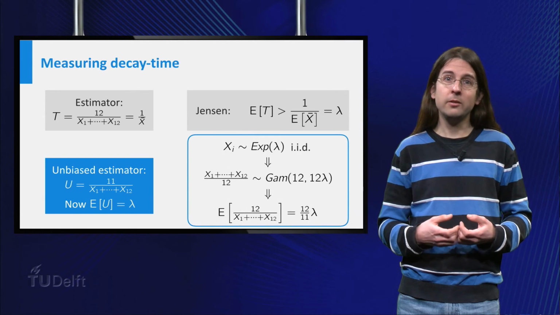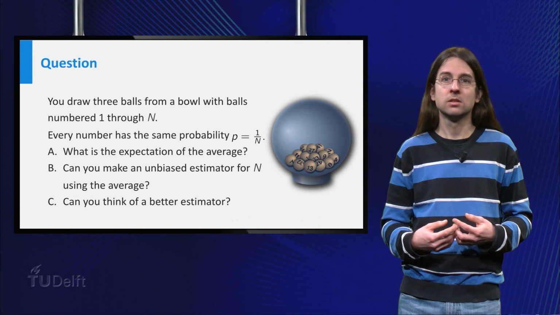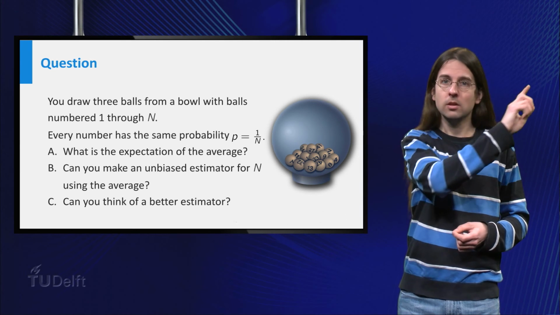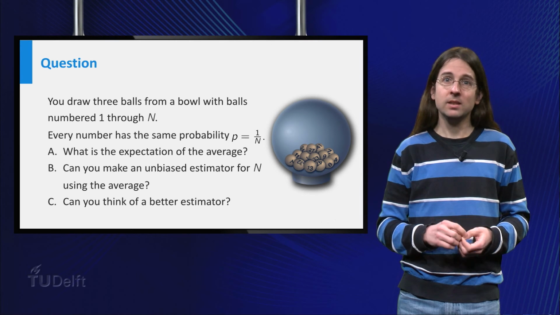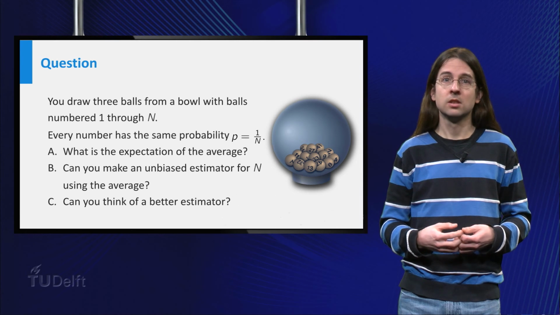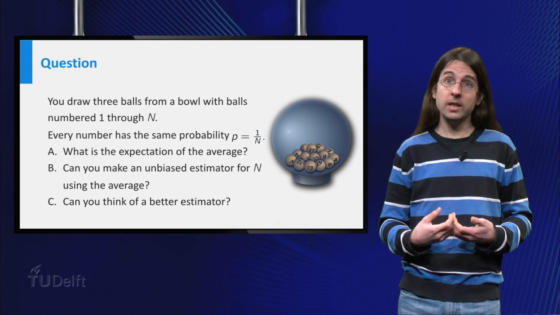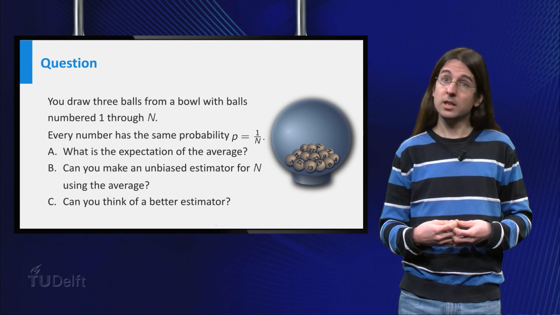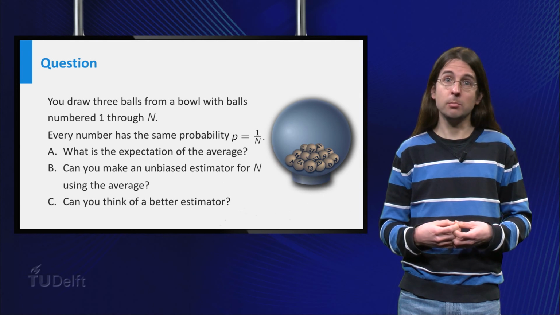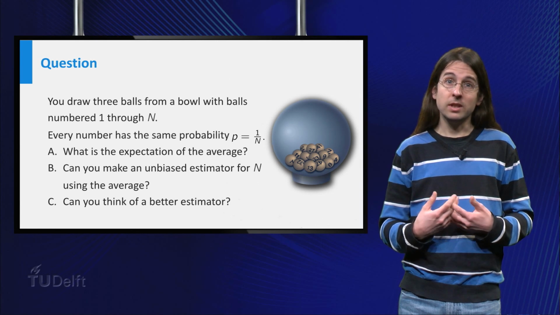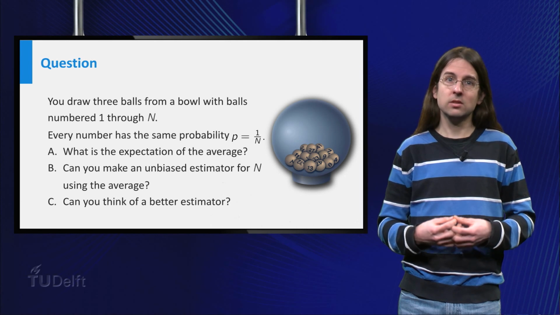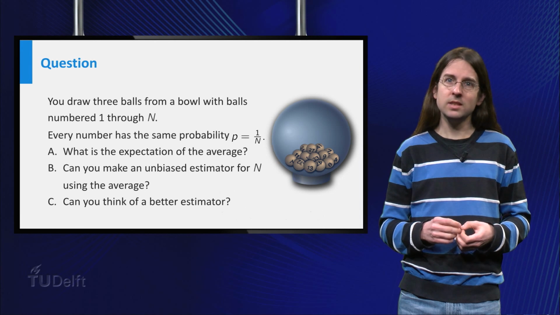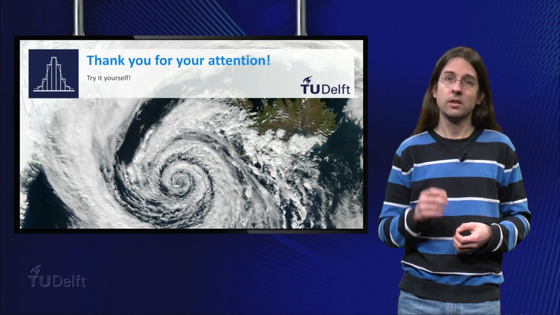Before class, I'd like you to think about the following question. Suppose we draw 3 random numbers from the set 1 up to N, where capital N is some unknown parameter. The probabilities for drawing each of these N numbers are equal. You can now calculate the expected value of the average of these 3 numbers, and you might already see that this expectation depends on the parameter N. Can you turn this average into an unbiased estimator? See you in class.